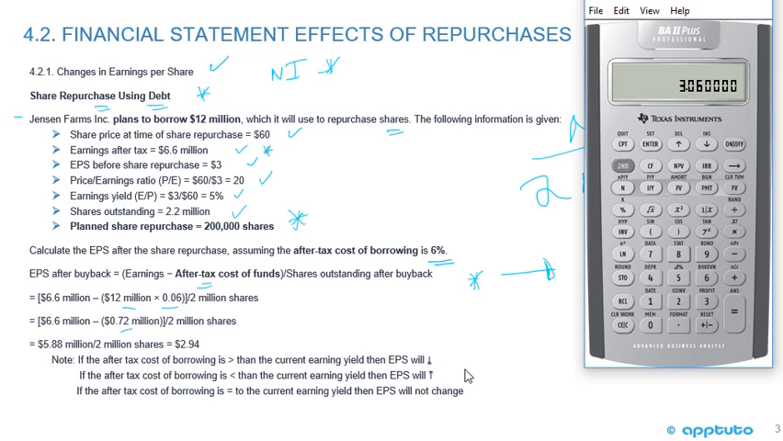So that's just showing you exactly, proving it through the calculation, that if the after-tax cost of borrowing is more than the current earnings yield, earnings per share will decrease. If the after-tax cost of borrowing is less than the current earnings yield, then the earnings per share will increase.